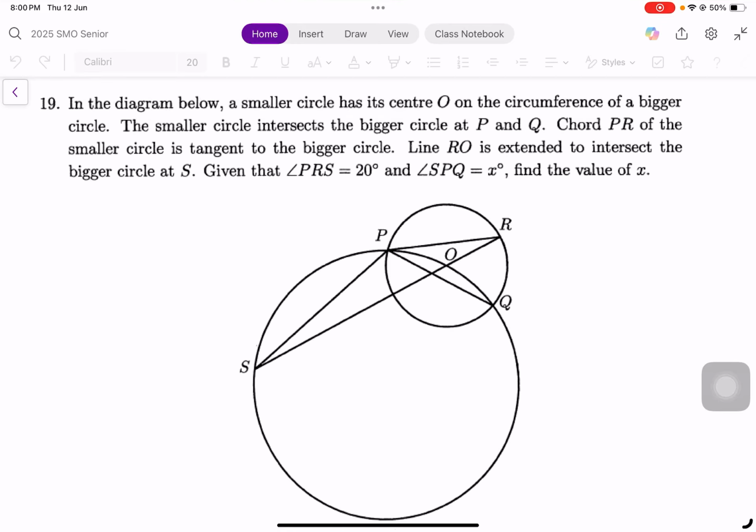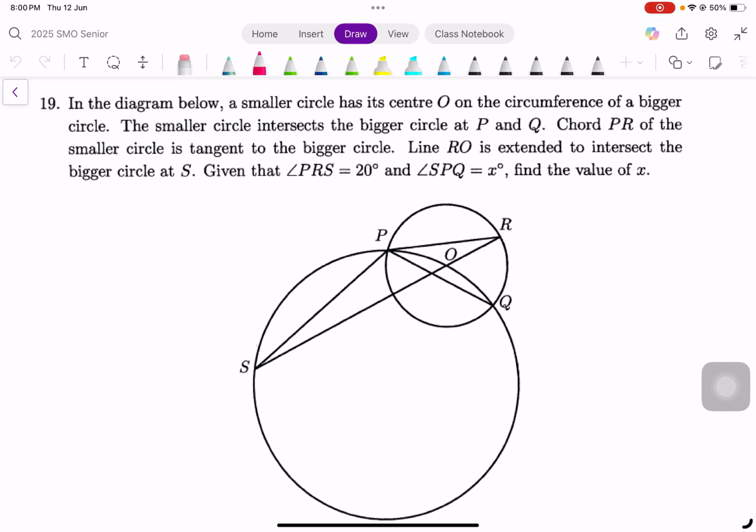Question 19 is a circle property question. It says that in the diagram below, a smaller circle has center O on the circumference of a bigger circle. Therefore, read carefully. The center of the small circle is actually on the circumference of a bigger circle. That means this O lies on the circumference of the bigger circle here.